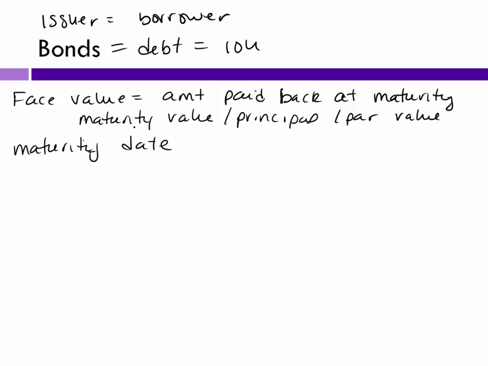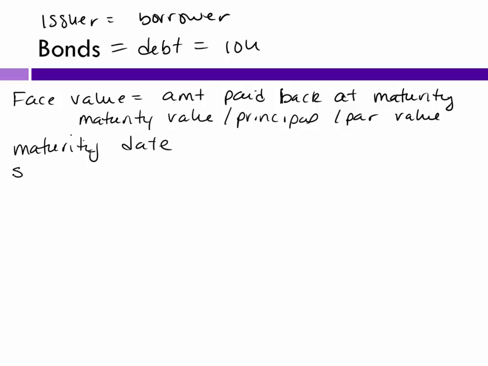Now this is a little bit different. With the notes payable, I was making principal payments throughout the life of that. In this one, I borrow the money up front, I make interest payments throughout it, and then I pay the entire principal back at the end, at this maturity date. So I don't make payments on the principal as it goes.